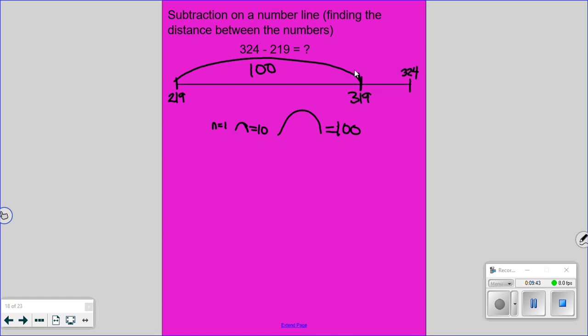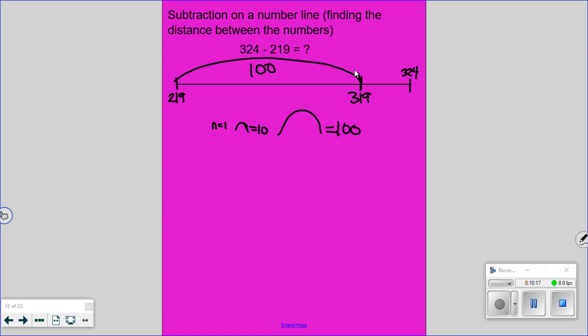Now I'm at 319. Can I do another 100 hop? No, I would be way too far from 324. A medium hop, though. Could I do a hop of 10? What's 10 more than 319? 329. What's 10 more than 319, Cole? 329. Is that past 324? Yes. So we can't do a 10 hop.